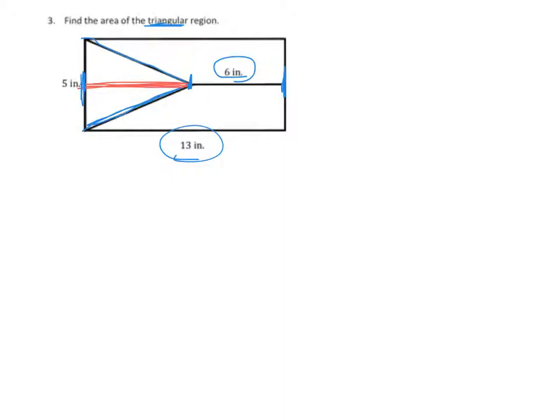You would do 13 minus 6, and you'd get 7. Okay? So now to find the area of the triangle, you would just do 5 times 7 equals 35. Divided by 2, and you'd get 17.5.